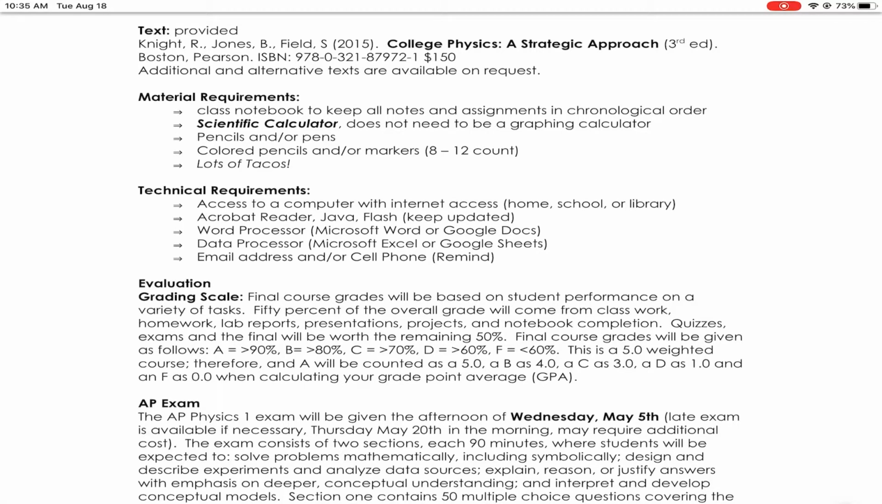You need pens or pencils. It's recommended that you have colored pencils. I do all my notes in color, sometimes for a reason, sometimes because it looks pretty. But you'll quickly see as we start on stuff that our notes can get really jumbled, and it makes it easier to read if you can separate them out by color.